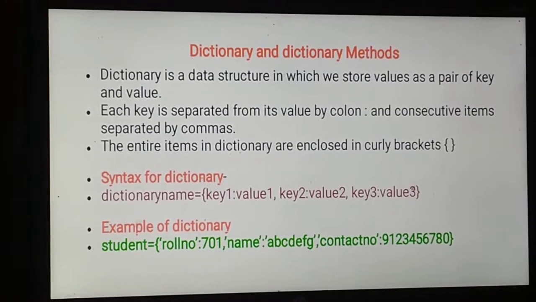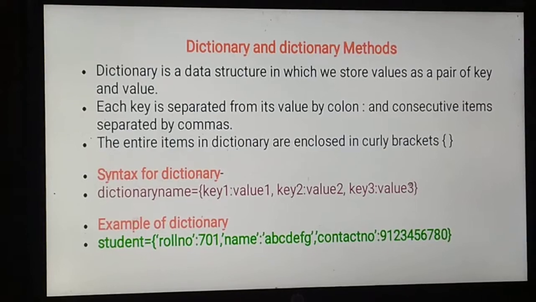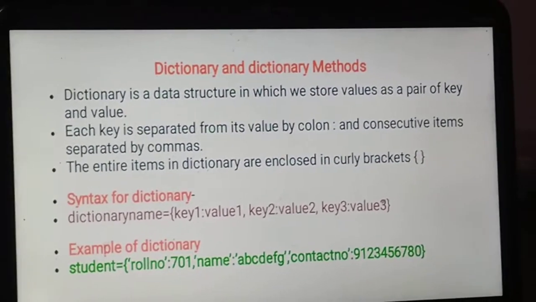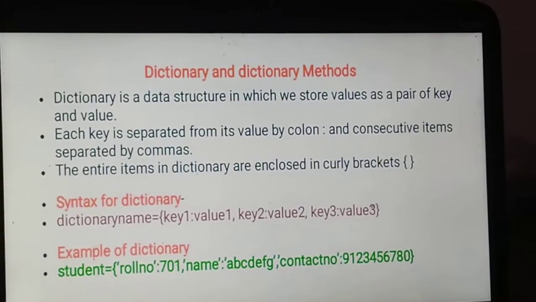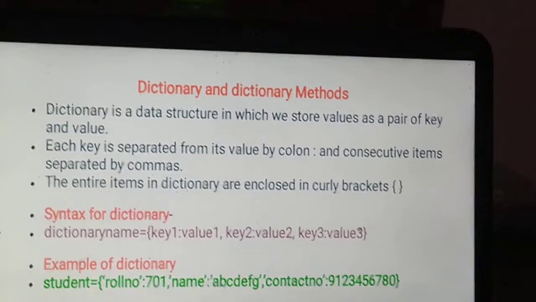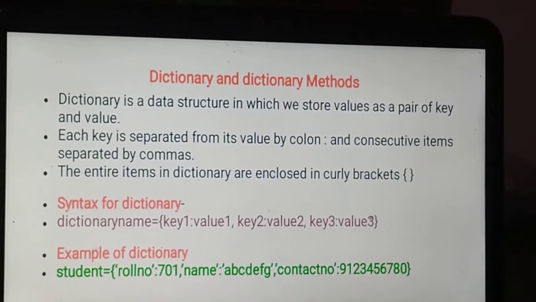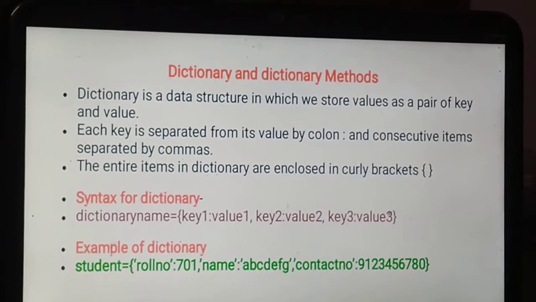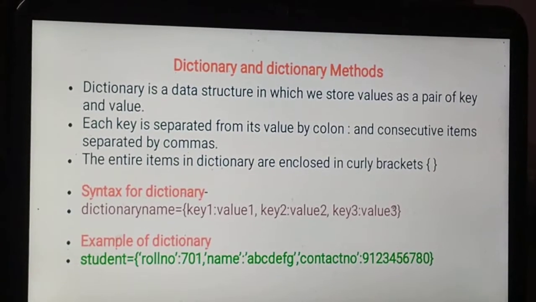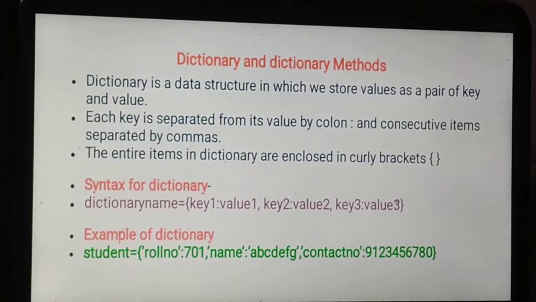Next and the last topic of our file handling unit is dictionary and dictionary methods. As we know, a dictionary is a data structure in Python in which we store values as a pair of key and value. Whenever we want to store any value inside our dictionary, it should be in the pair of a key and its value. Each key is separated from its value by a colon sign.